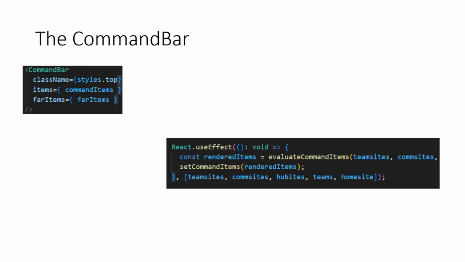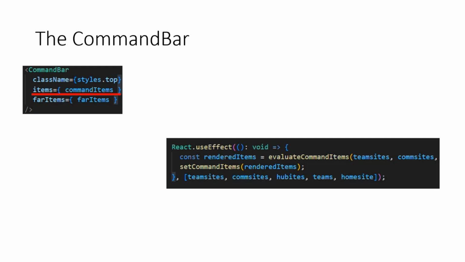The command line, this is the UI control that we have seen on top. It consists of two things here, which are mainly considered. These are the items, which is what you have seen on the left part, and the far items, funny name by the way, which was the thing you have seen on the right side.